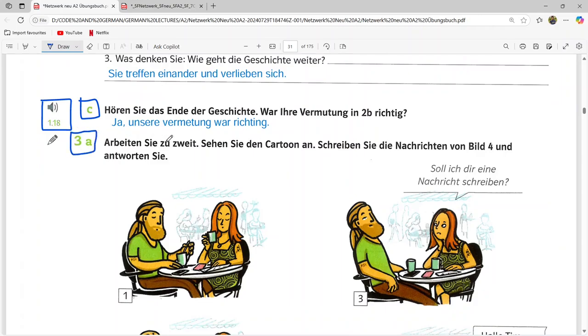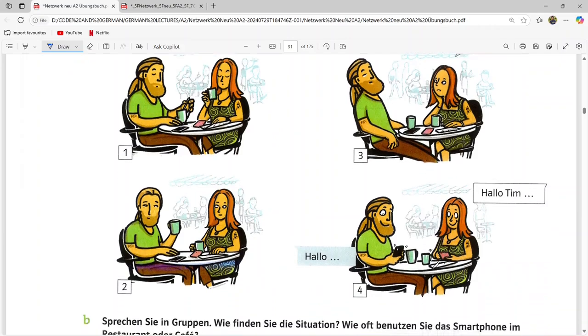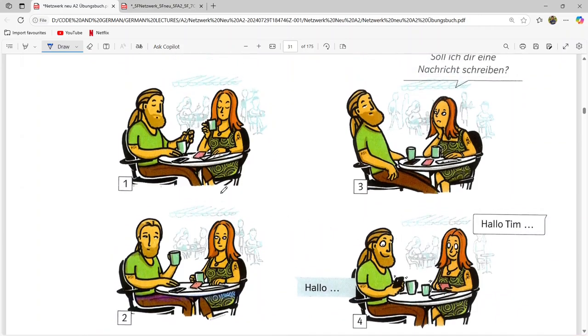Arbeiten Sie zu zweit. So work in pairs. Take a friend of yours. Sehen Sie den Cartoon an. Look at the cartoons. Schreiben Sie die Nachrichten von Will, Fear und antworten Sie. So try to write the messages like the picture 4. Okay. So what can be the messages? First picture, they are enjoying the coffee. So it might be like this.